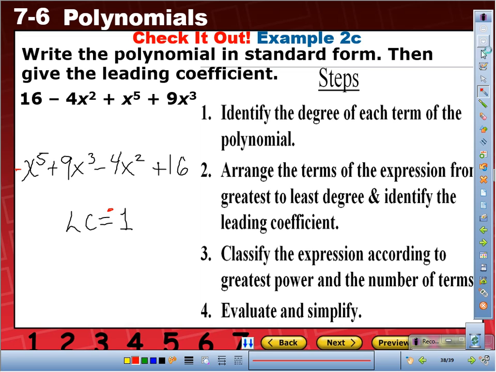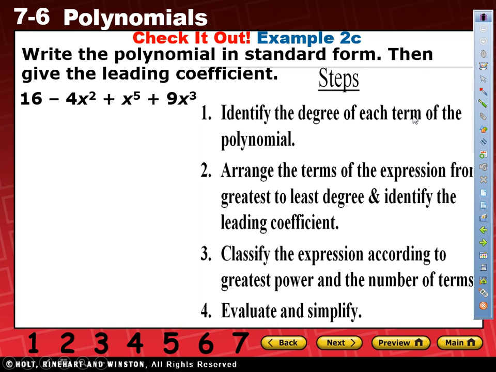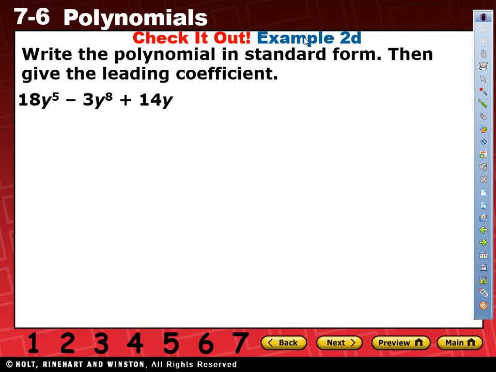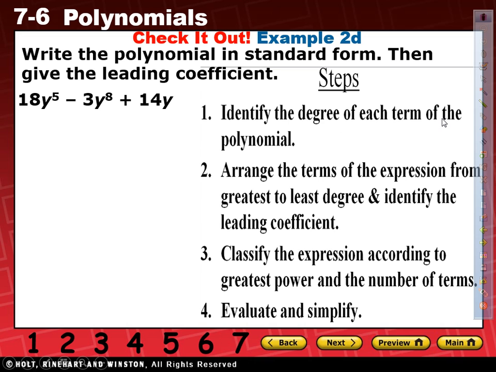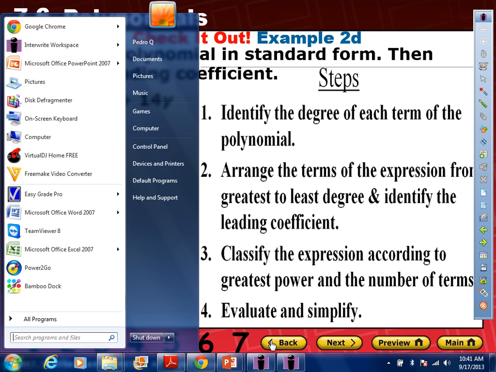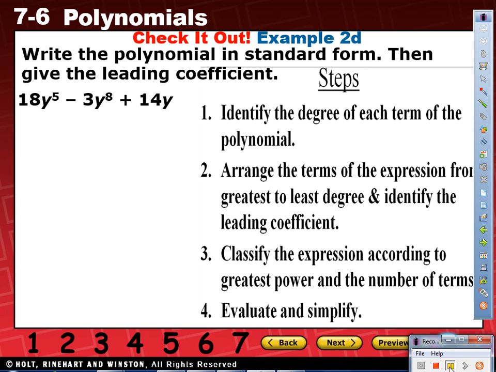All right, so check this out. Let's do one more. For this one, everybody look up. Example 2D, write the polynomial. Skip the step where you circle stuff. See if you can go straight to writing it in standard form. Go. All right, let's see how we did.